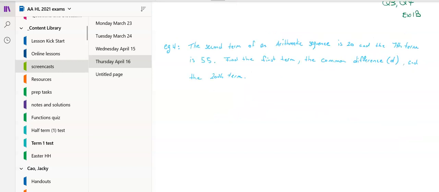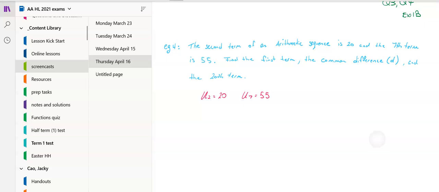See you soon. Okay, for our last example for this lesson, let's read through this question. The second term of an arithmetic sequence is 20, and the seventh term is 55. As this information unfolds, let's write it down. So U2 is 20, and U7 is 55. It's good to put the words into our symbolic language. So find the first term.